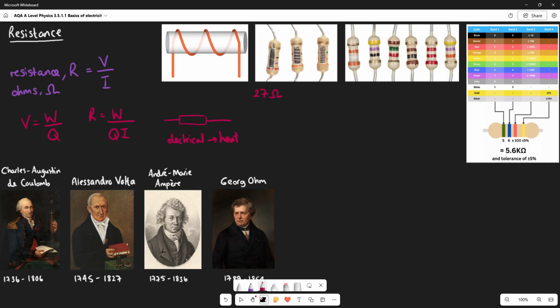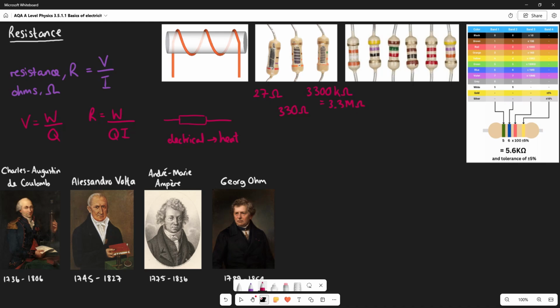Here we have orange, orange, brown. So orange is 3, 3, and brown tells us to multiply it by 10 once. So the middle resistor is larger, 330 ohms. And then finally we have orange, orange, green, and that would be multiplying by 100 kiloohms. So we could write this as 3.3 megaohms.